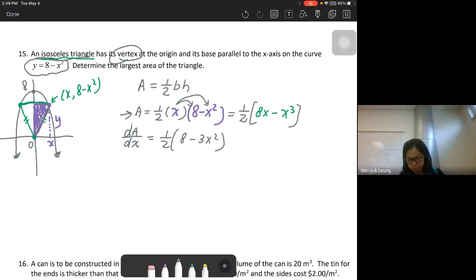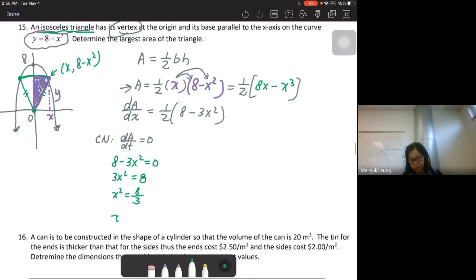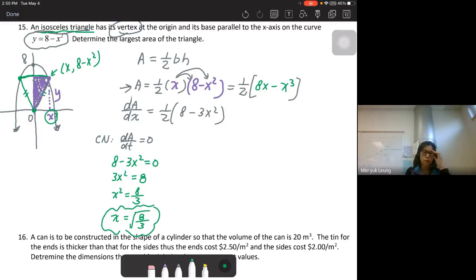That makes sense? Okay. So now to find the critical number, we know that we just need to make the dA dx equal to 0. So we are solving this equation, when 8 minus 3x squared is equal to 0. So that means 3x squared is equal to 8, and x squared is equal to 8 over 3. And of course, x is going to be the square root of 8 over 3. And we only need to consider the positive square root because we are looking for a positive x value.